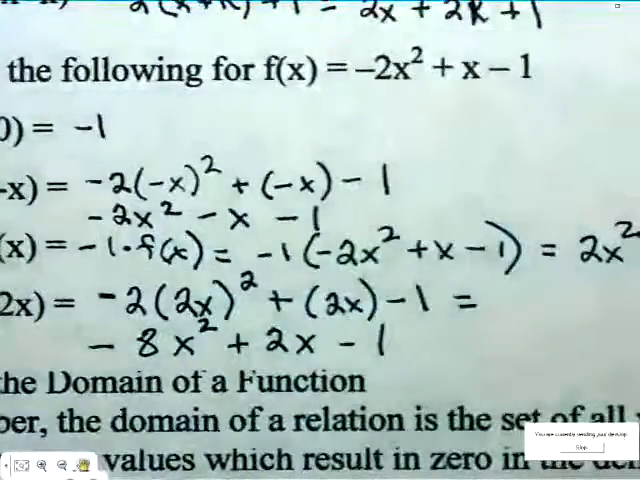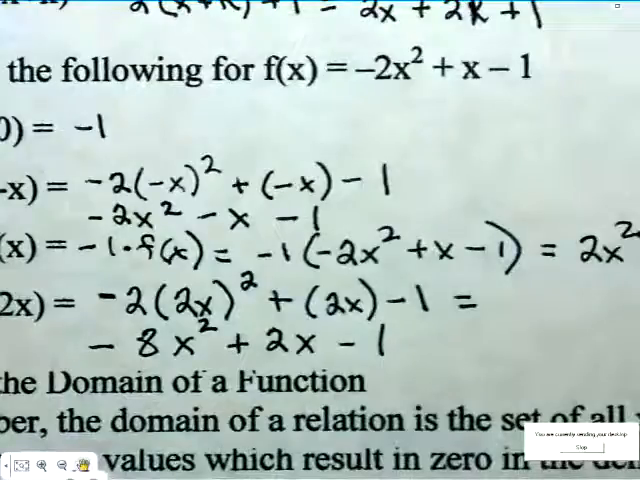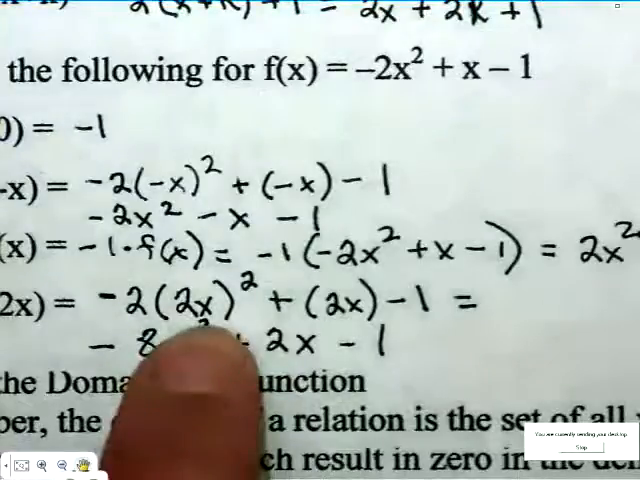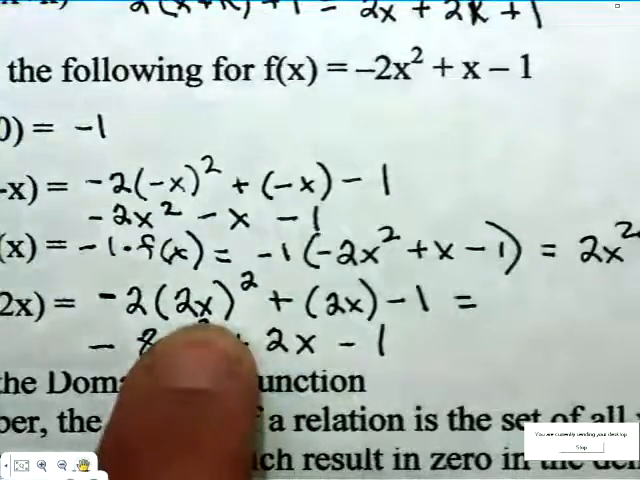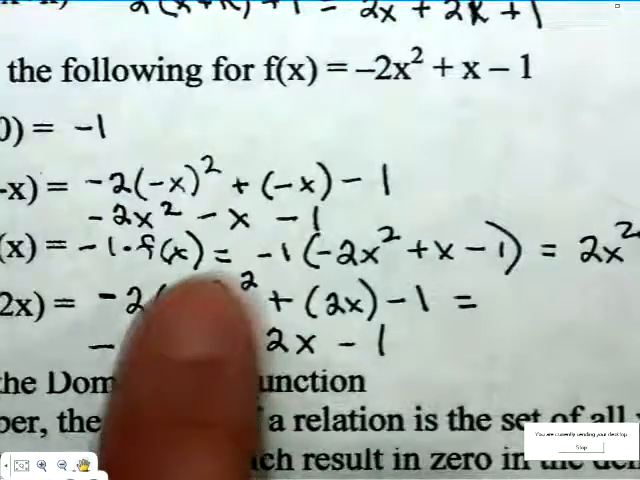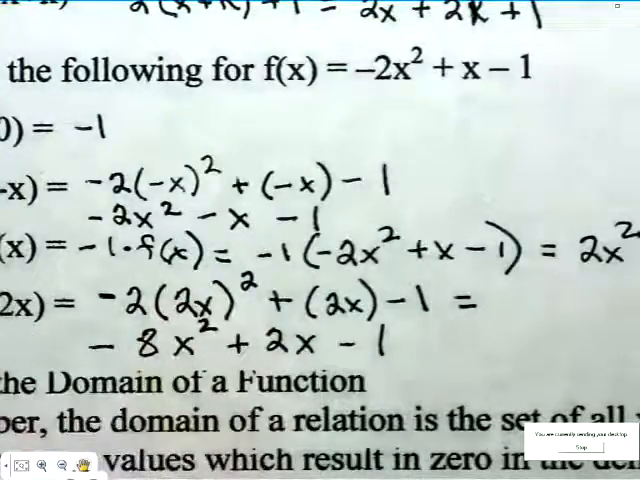Exactly. And I thought that's what I said. 2x times 2x is 4x squared. I said 2x times 2x. That's the same thing as saying 2x in parentheses. Yeah, you're exactly right. The order of operations says square that and then multiply by negative 2.